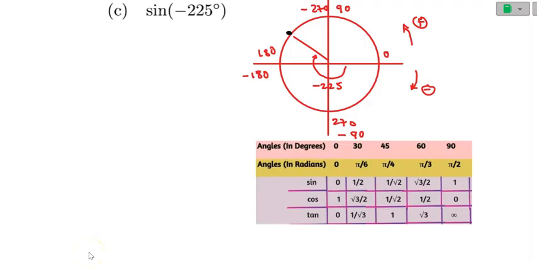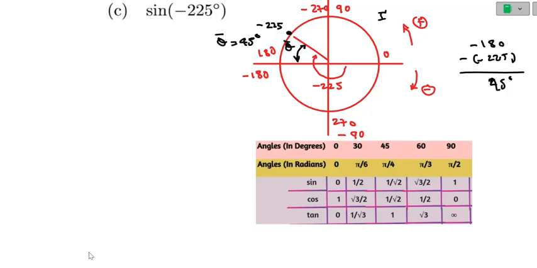Now I care about the reference angle, which is this one. This reference angle, theta bar, is equal to 45 degrees. That's the difference between minus 225 and minus 180. If you do minus 180 minus minus 225, this gives you 45 degrees. So now theta bar is 45 degrees.